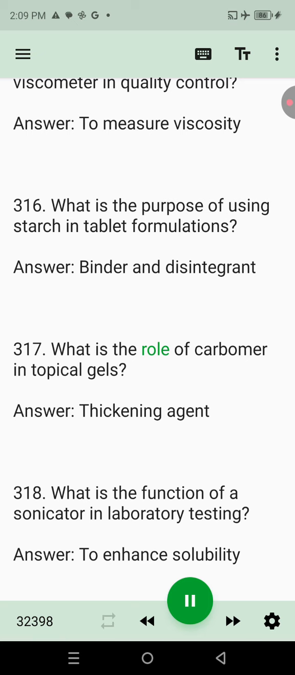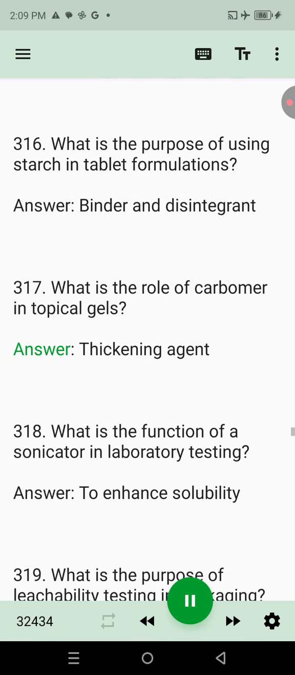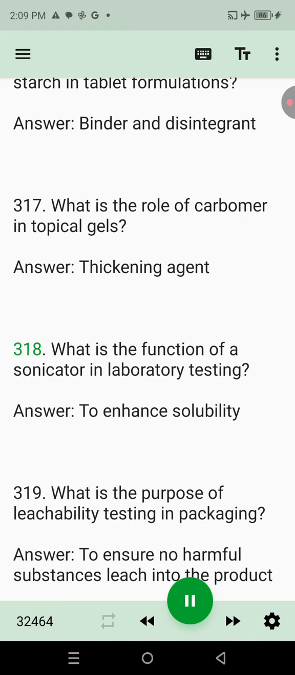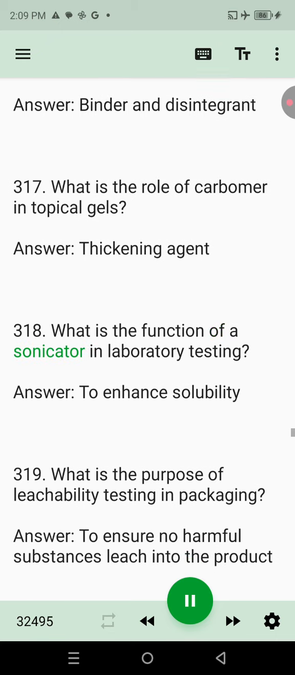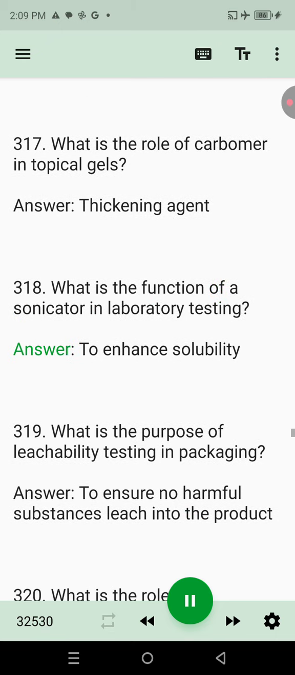317. What is the role of carbomer in topical gels? Answer: thickening agent. 318. What is the function of a sonicator in laboratory testing? Answer: to enhance solubility.